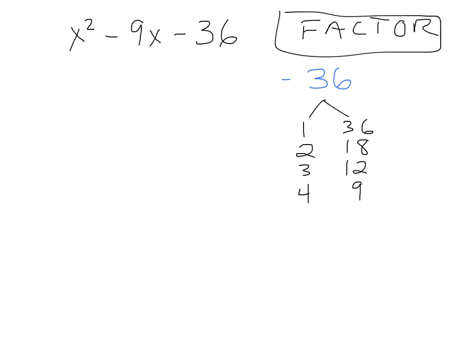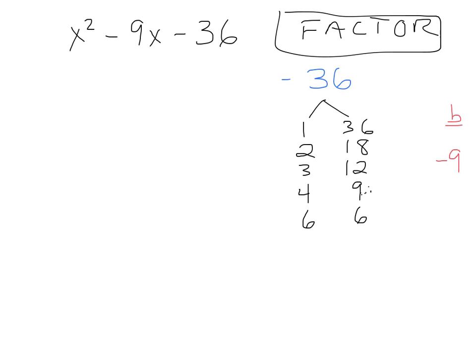Anything else? 5? No. 6. 6 times 6 is 36. 7, no. 8, no. 9 gets us back to this 9 right here. So I think that's it. Now, we've listed all the factors, and it's time to decide which of these factors has potential for creating a negative 9, which is B.